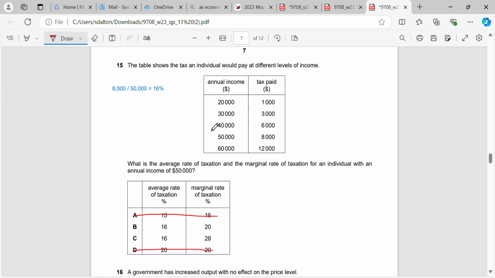Now the marginal rate is the difference between the next level or the next threshold, right, and the percentage that we are paying at that threshold. So the marginal rate here is going to be relating to the threshold from 40k to 50k and the extra tax that we pay. So what we can see is that the tax we are paying between that threshold is $2,000 in tax, and the size of the threshold is $10,000. Okay, so therefore the marginal rate of taxation that we're paying is 20%.